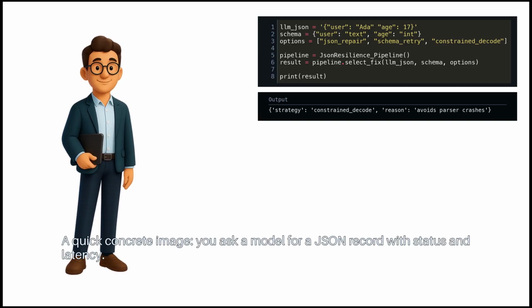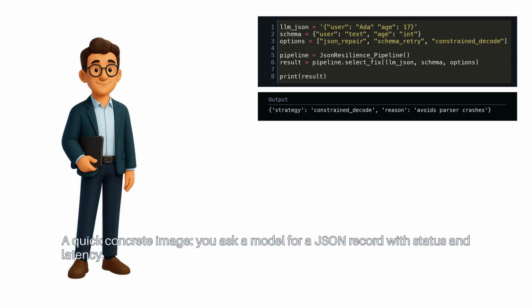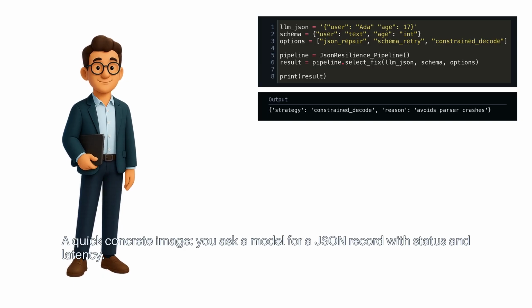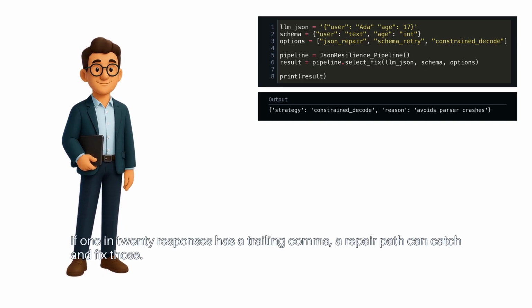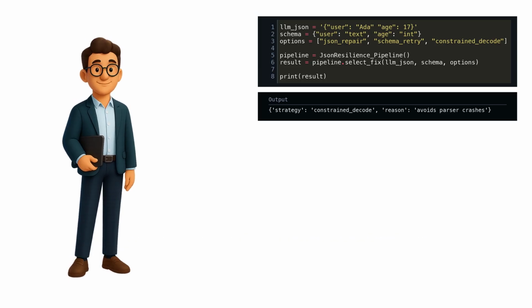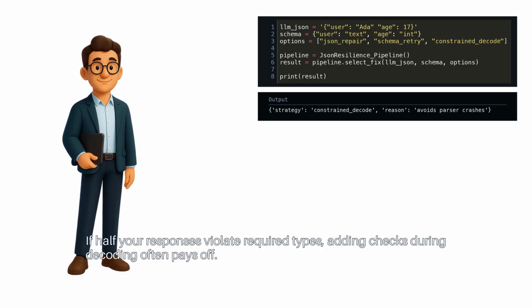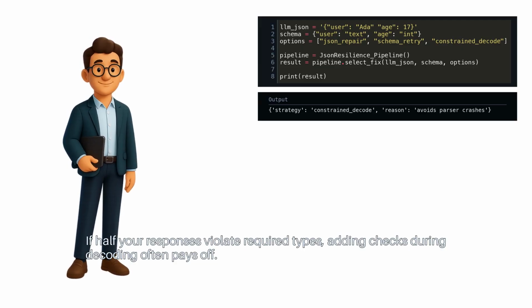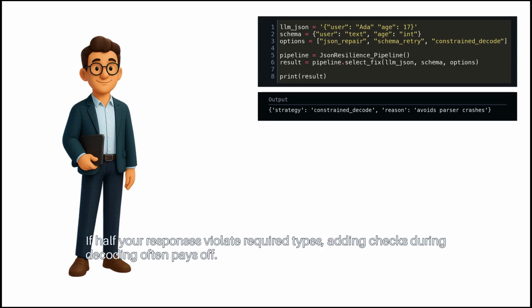A quick, concrete image. You ask a model for a JSON record with status and latency. If 1 in 20 responses has a trailing comma, a repair path can catch and fix those. If half your responses violate required types, adding checks during decoding often pays off.